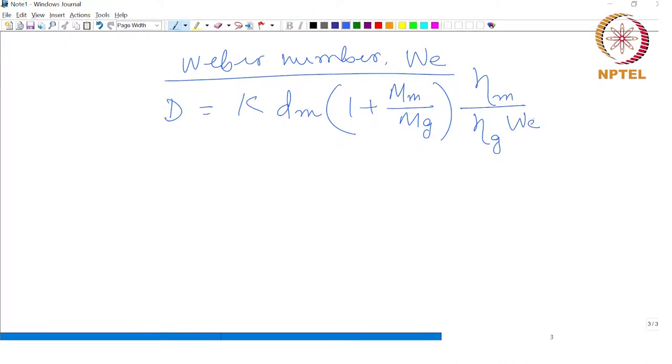The details of these different parameters have been already given before. Now, this Weber number is given as where rho g and v g are the density and the velocity of the gas respectively. D l, if you remember, that's the ligament diameter, and gamma is the surface energy.